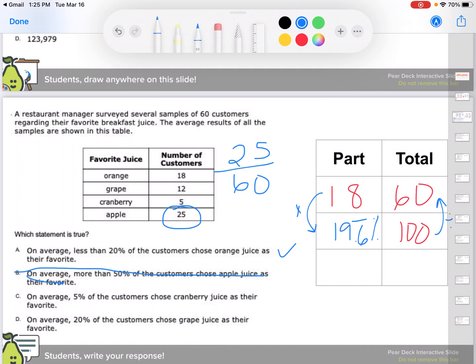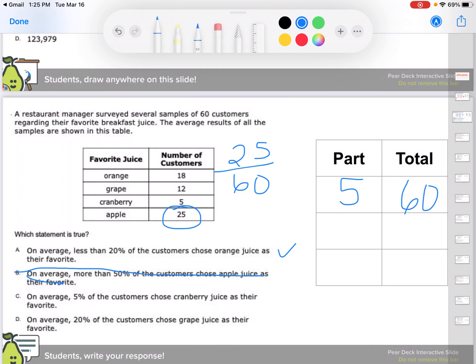On average, 5% of the customers chose cranberry juice as their favorite. So I'm going to have to put that into my table and try it out. So I know I have 60 people that I asked. Cranberry was 5. And I know that I'm doing it out of 100%. So I divide going this way, and I'm going to multiply coming this way. So I'm going to do 100 divided by 60. And then I'm going to multiply by 5, and I get 8.3%. Well, that's not right.